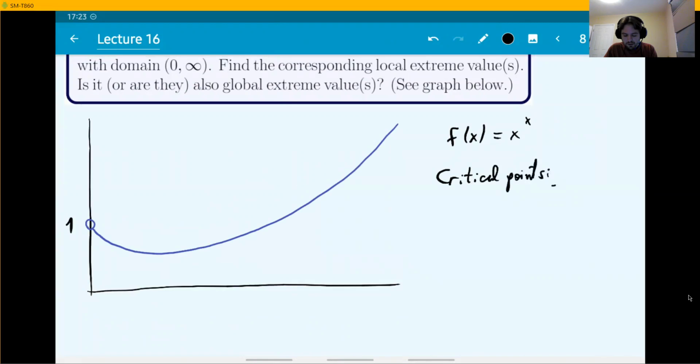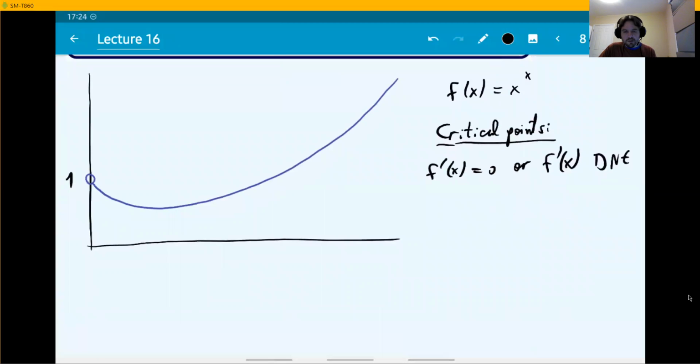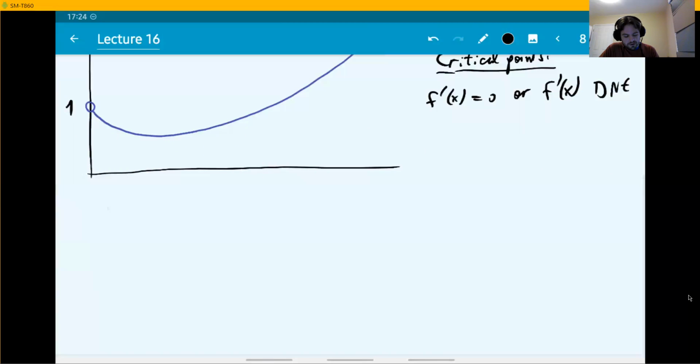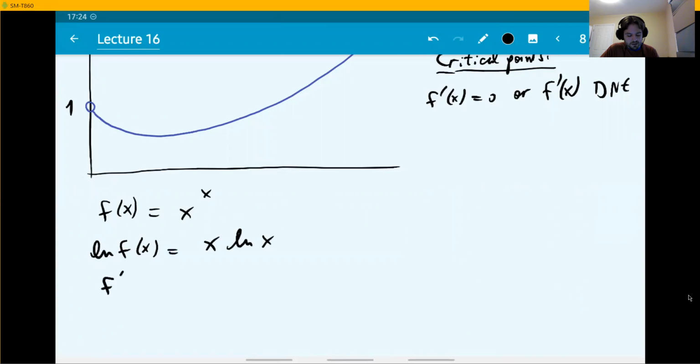What does that mean? It means either f prime equals 0 or f prime does not exist. So we have to find f prime just to see what happens. What is the derivative of x to the x? We've done this one before. This is a case where you have to apply logarithmic differentiation. I'm going to do that in here very quickly. Basically, you take ln of f of x first, and when you differentiate, the derivative of ln of f is always f prime over f.